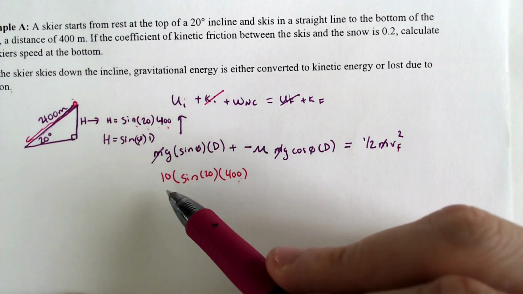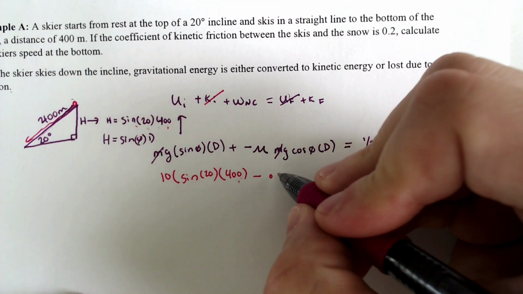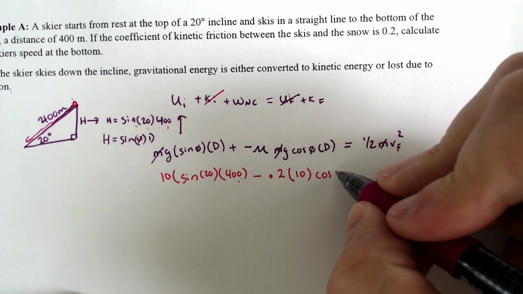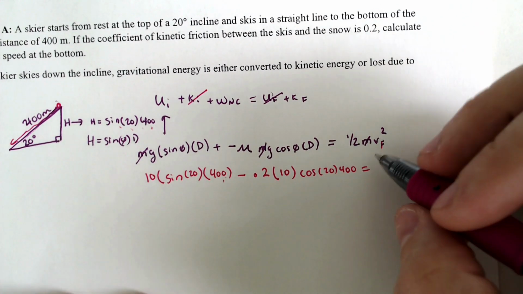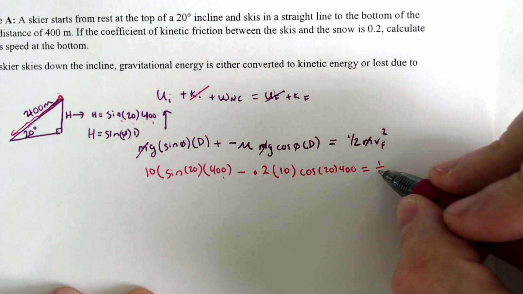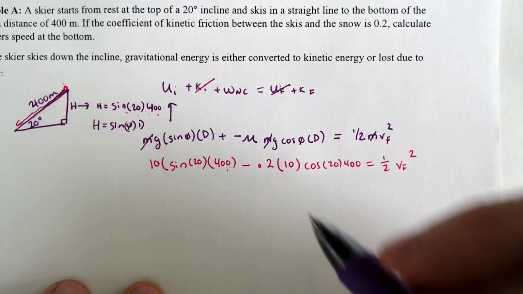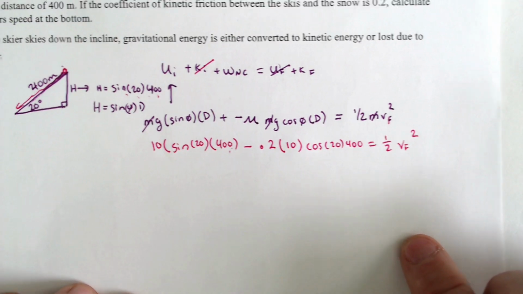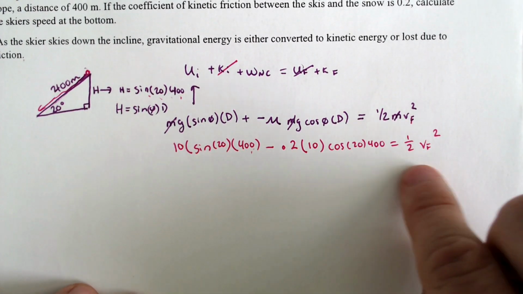You could also write 400 times sine of 20, minus the coefficient of friction, which is 0.2, times gravity, we're being lazy, which is 10, cosine of 20 times 400 would equal 1/2 times velocity final squared. All right. And I've neglected to put in the units because I figured I would just run out of space with the camera. But this is 10 meters per second squared. This is 400 meters, so on and so forth.